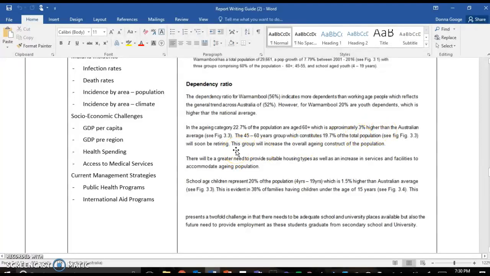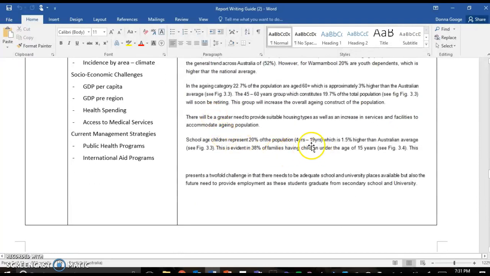And then, this is the good analysis bit, this group will increase the overall aging construct of the population. So if you had, for example, health spending, and you could see that it was growing slowly over time, you might work out it's grown by 3% per year, you might make a conclusion that eventually this would help the country to address malaria. Or you could say that even though it's growing, it's still so tiny, it's not really going to make a difference. It's this last sentence here that shows how you've put the information together that is really important.